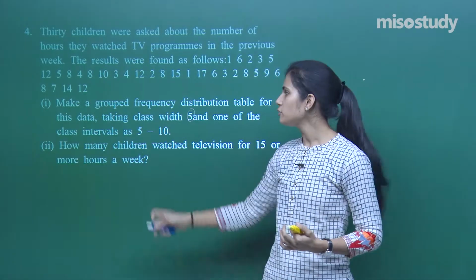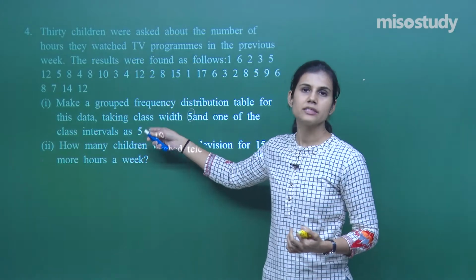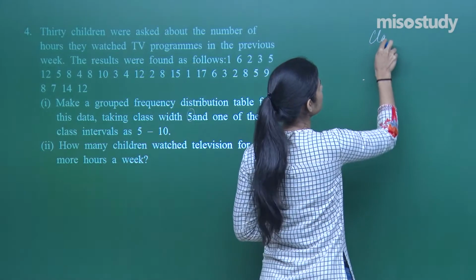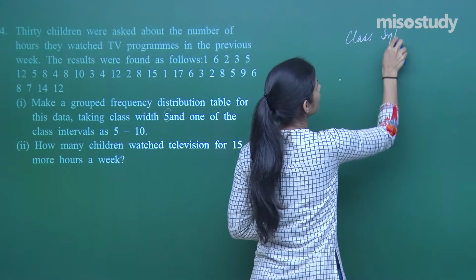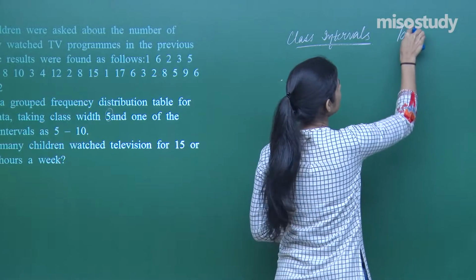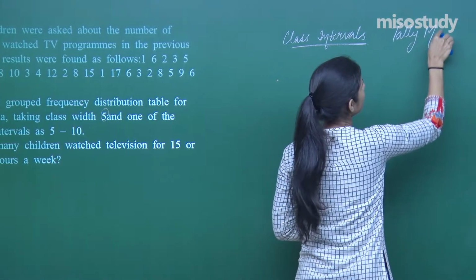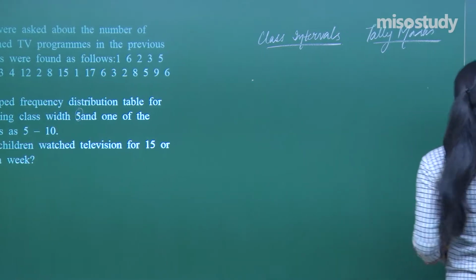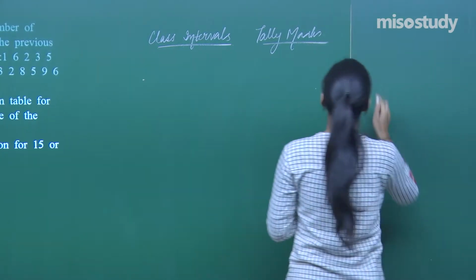This doesn't mean that you have to begin your class intervals with this class interval. So we are going to first of all talk about class intervals. The next column is of tally marks, and the third column is of respective frequency.